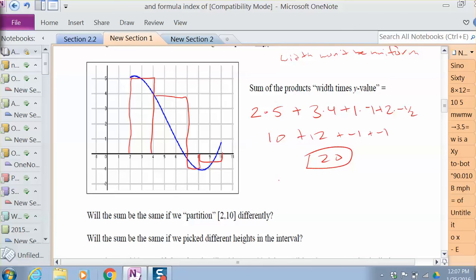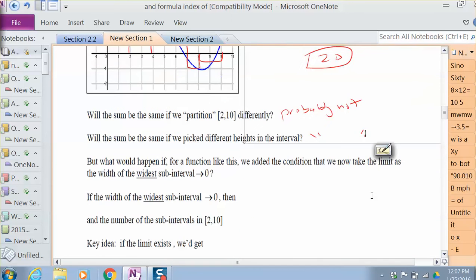Now, will the sum be the same if we partition differently? Probably not. We'll probably get a different sum because obviously different widths, different heights, a lot of things could change. Will the sum be the same if we pick different heights interval? Also probably not. So it could vary.